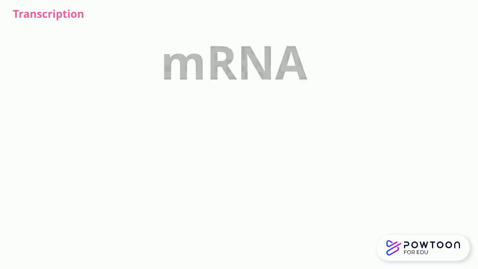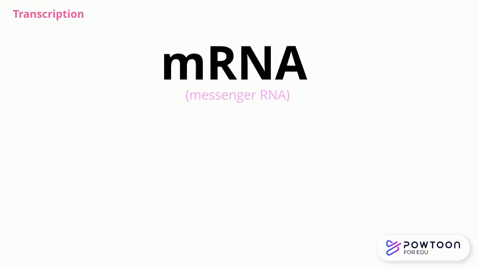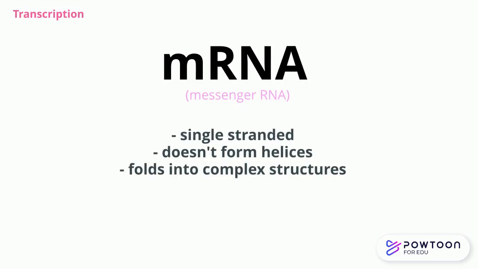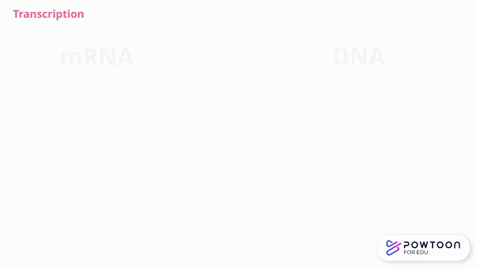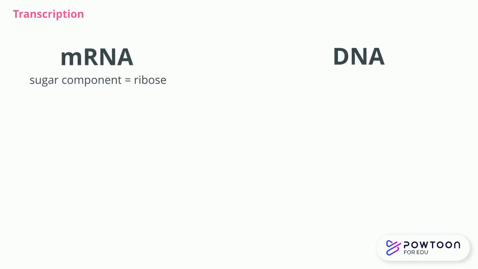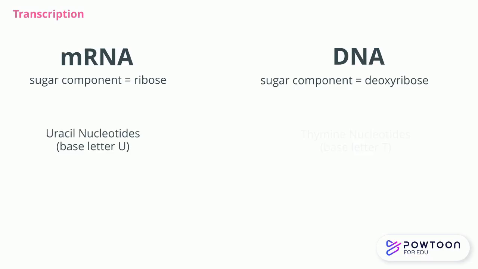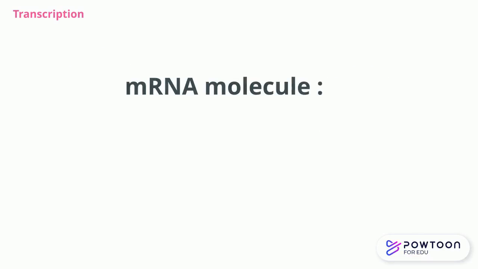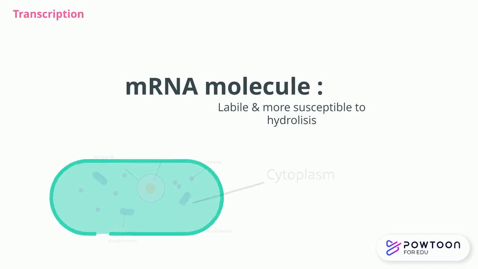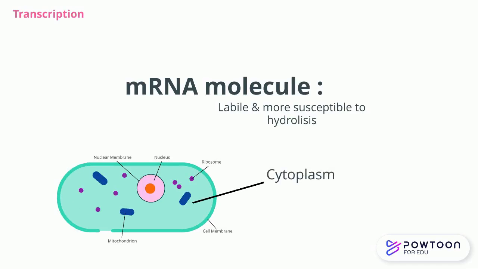This new molecule is called mRNA, messenger RNA, and differs from DNA in a variety of ways. mRNA is single-stranded rather than double-stranded, meaning it doesn't form helices, but rather folds into complex structures that are stabilized by internal complementary base pairing. mRNA's sugar component is a ribose rather than a deoxyribose, and it also consists of uracil nucleotides instead of thymine nucleotides. The created mRNA molecule is labile and more susceptible to hydrolysis, which allows the molecule to dissipate quickly in the cytoplasm after the completion of protein synthesis.